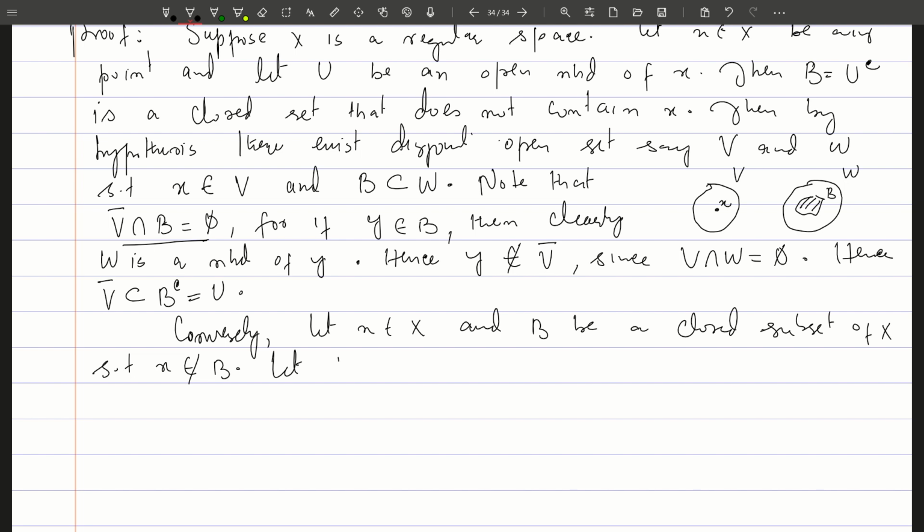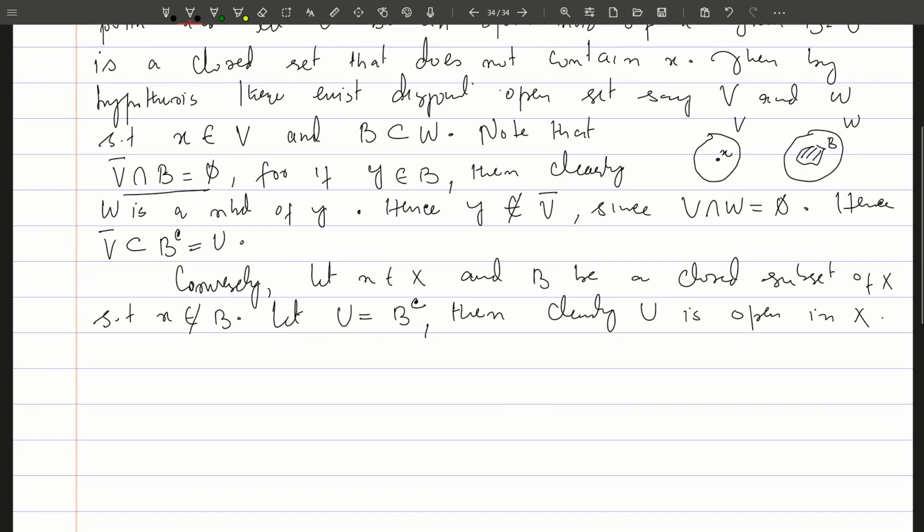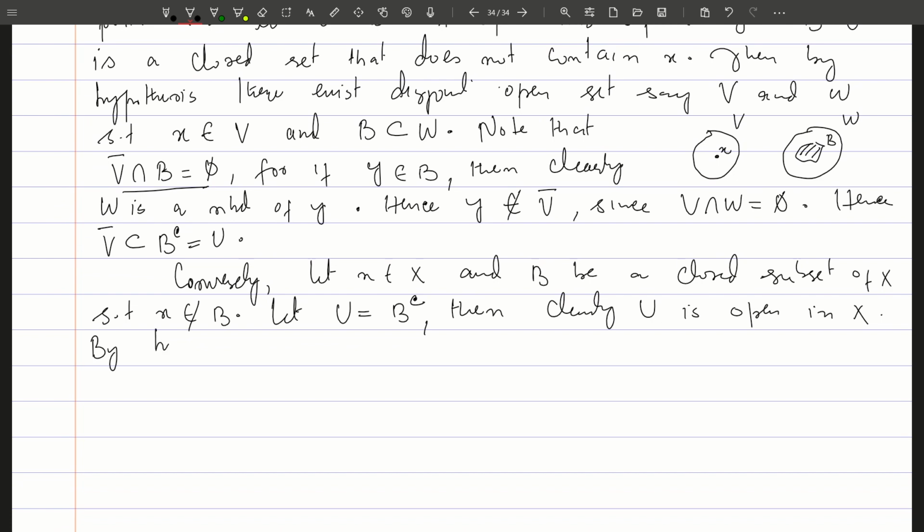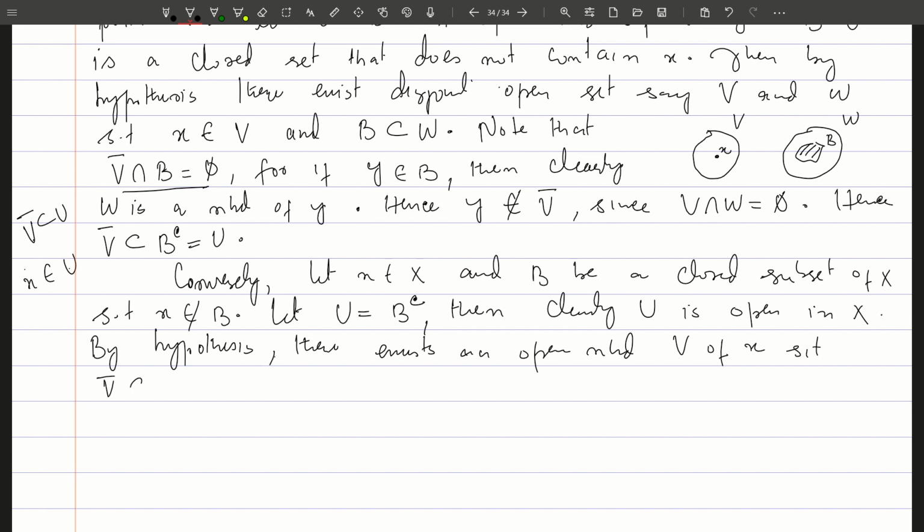So let U be the complement of B. So then clearly U is open in X, because B is closed. So by hypothesis, since x is not in B, x will lie in the complement of B, which is U. So U is a neighborhood of x. Then by hypothesis, there exists an open neighborhood V of x such that V closure is contained in U.